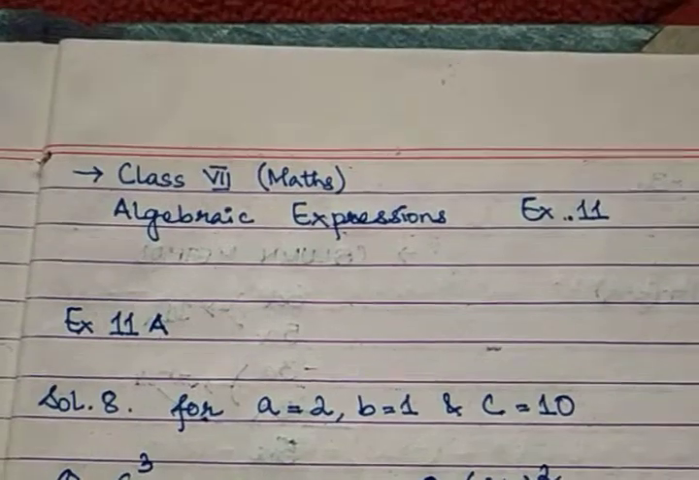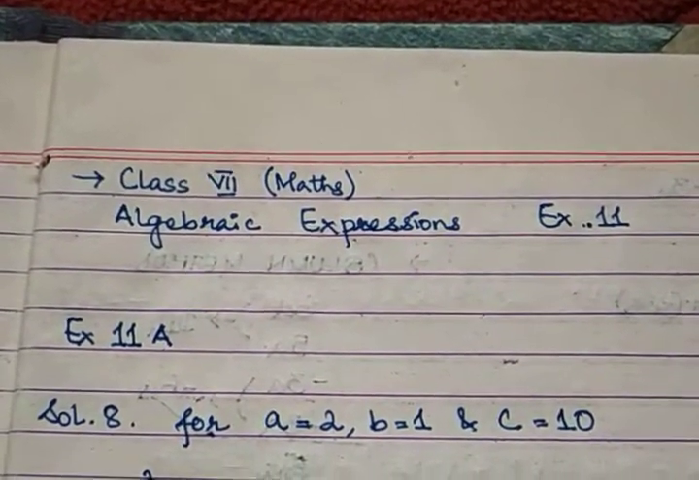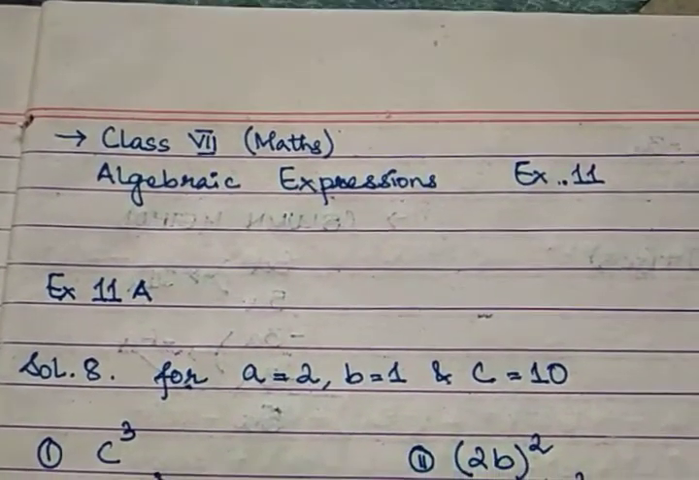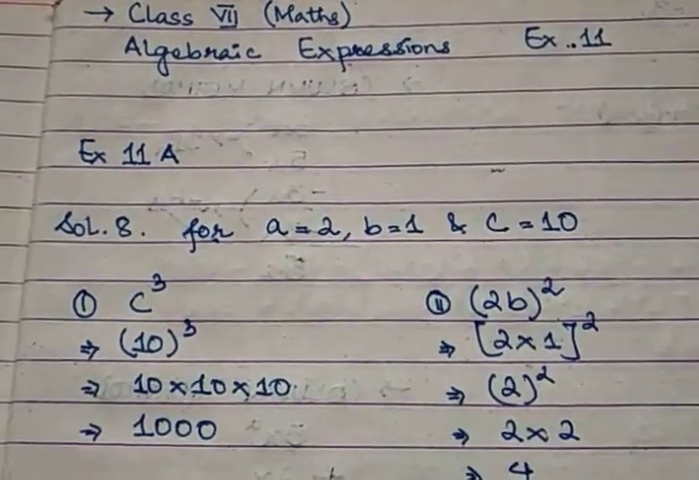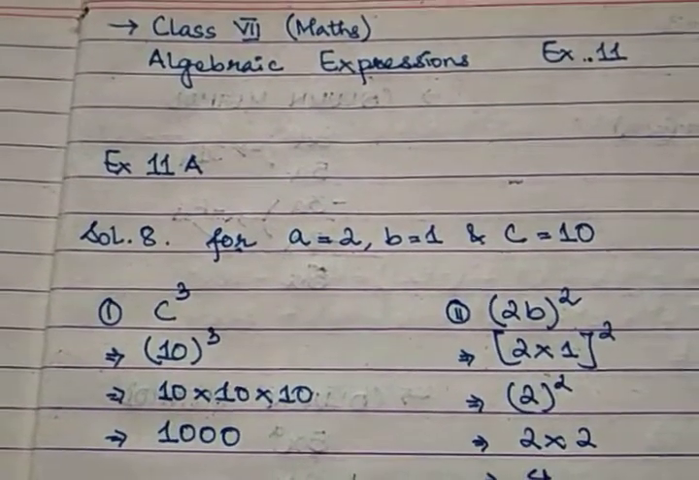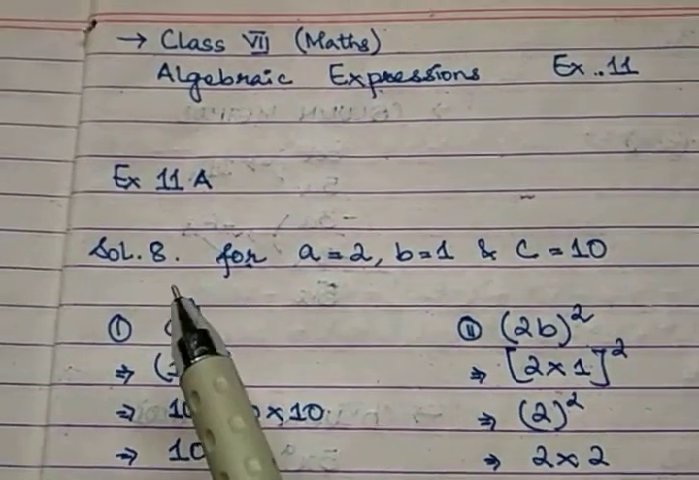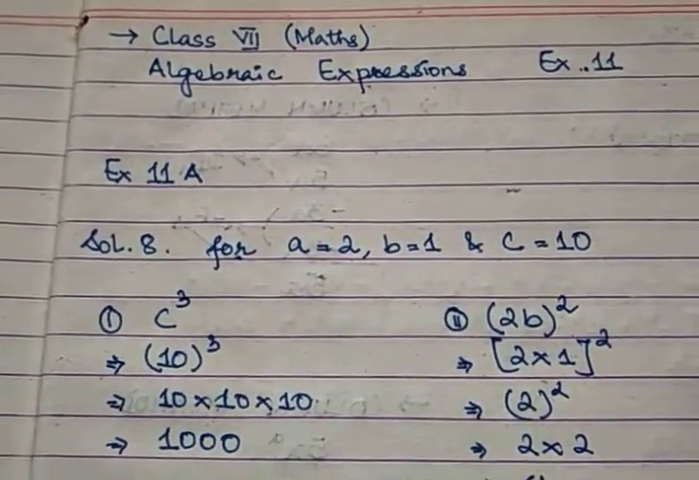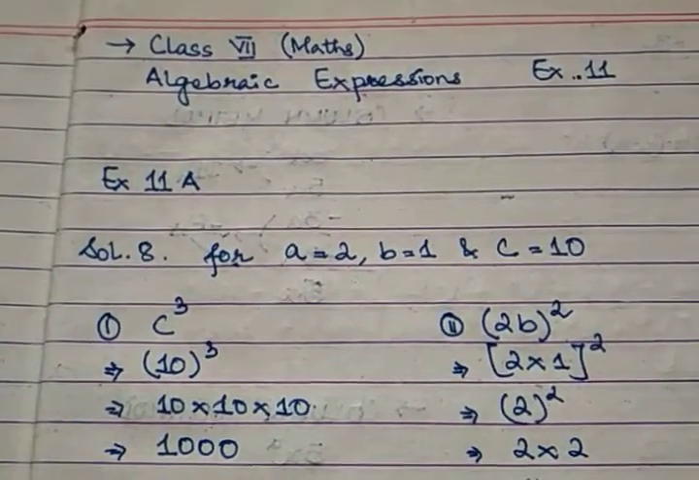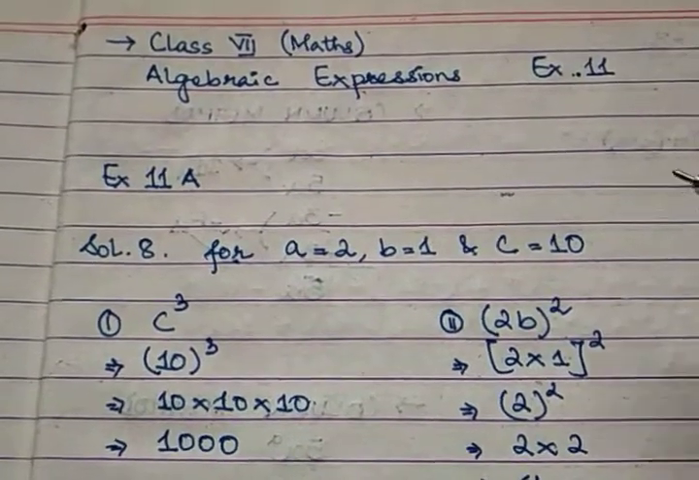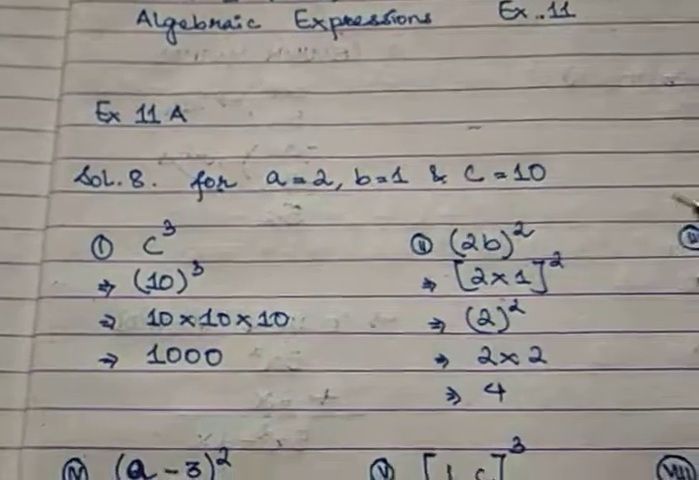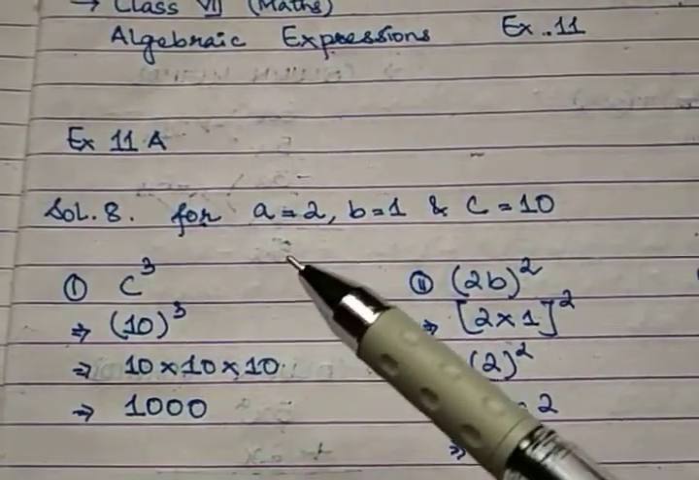In this chapter, that is class 8 math algebraic expressions, exercise 11, chapter number 11, the previous questions from exercise 11a were all from the basics part, so that is why I am starting from question number 8. As soon as you go through the basics, you will understand all the previous questions. The basics are very important, not only for the previous questions but for the upcoming sums as well. In exercise 11a, question number 8, we are given the values of the variables.